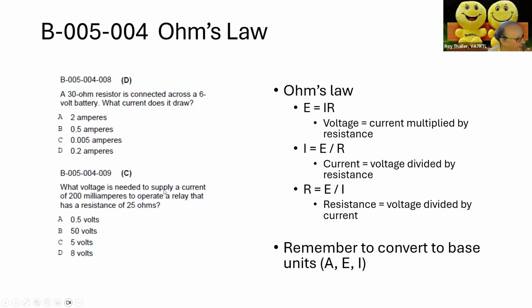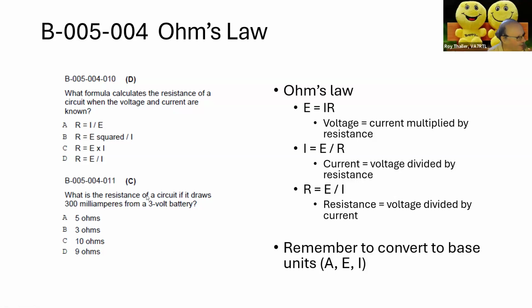What voltage is needed to supply a current of 200 milliamps to operate a relay that has a resistance of 25 ohms? So here, remember again, 200 milliamps, you're going to have to convert this to amps and then do the calculation. So the correct answer is C, 5 volts.